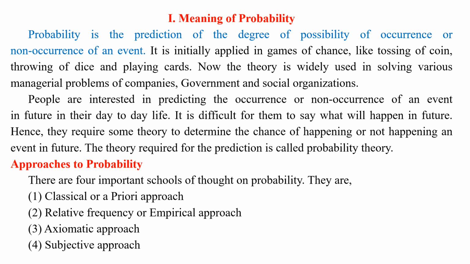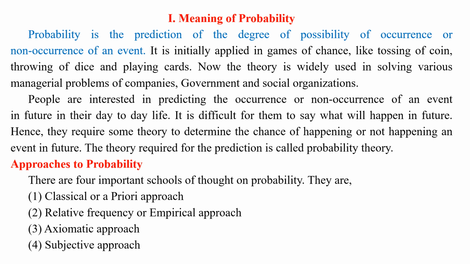People are interested in predicting the occurrence or non-occurrence of an event in the future in their day-to-day life. It is difficult for them to say what will happen in the future. Hence, they require some theory to determine the chance of happening or not happening of an event in the future. The theory required for the prediction is called probability theory.